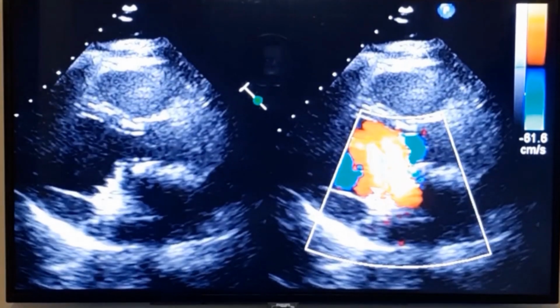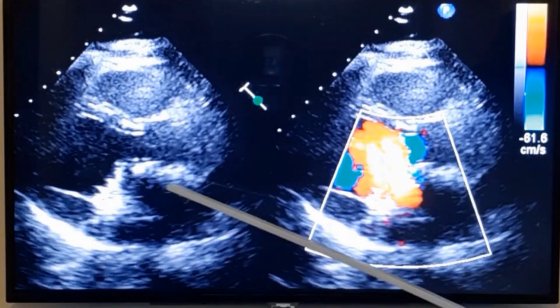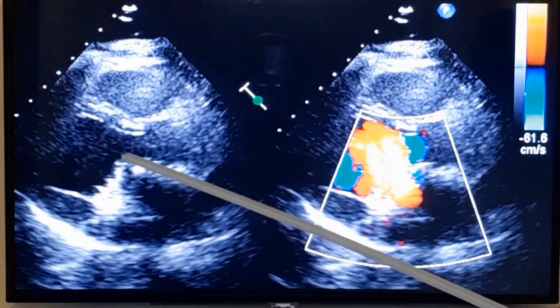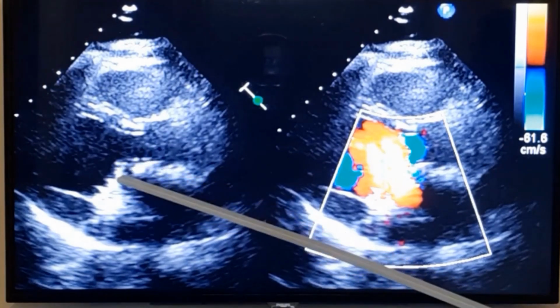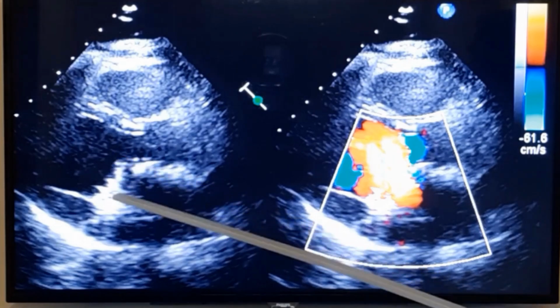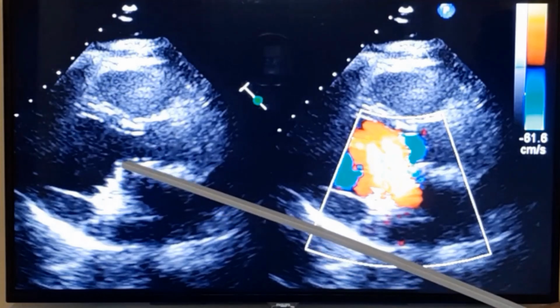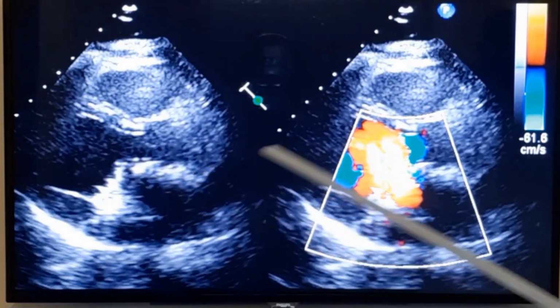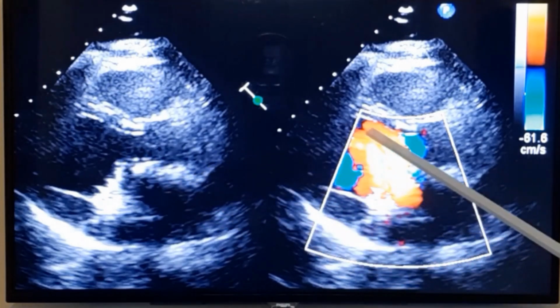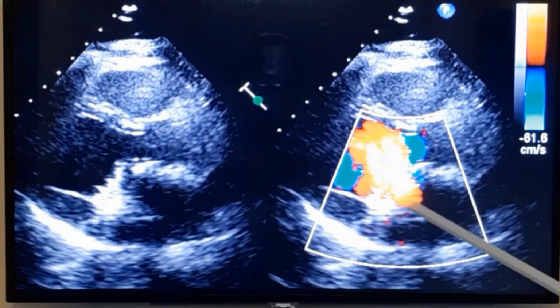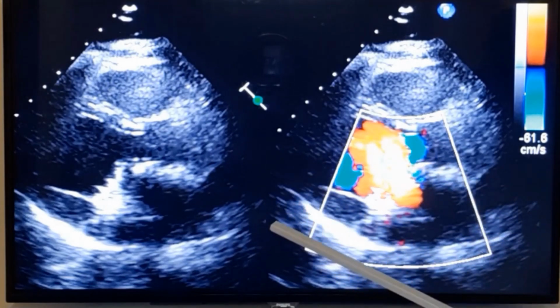This is the same parasternal long axis view, but difference is that you can see the mitral valve in open position. There is a small gap here. You can see a small gap. This is the leaflet, prosthetic mitral leaflet. It's almost vertical, and this is the gap in between. And this is more confirmed by the flow here. You can see the turbulent flow across the prosthetic mitral valve.